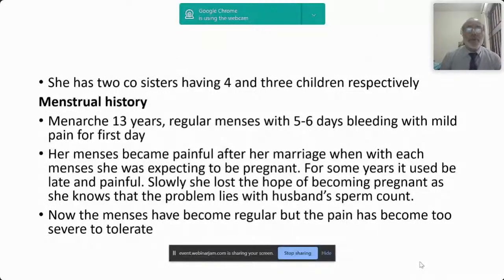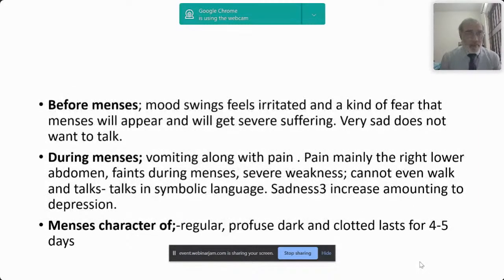Slowly, she lost her hope of becoming pregnant, as she knows that the problem lies with the husband's sperm count. Now the menses have become regular, but because it's not late, she has lost the hope and she doesn't wait for the period. She doesn't wait that she will become pregnant. So periods are regular, but the pain has become too severe to tolerate. And some symptoms like before menses, mood swings, feels irritated, and a kind of fear that menses will appear and she will get severe suffering. See, menses has become a terror for her, you can say, because whenever she thinks she's nearing menses, she thinks of those pains and sufferings.